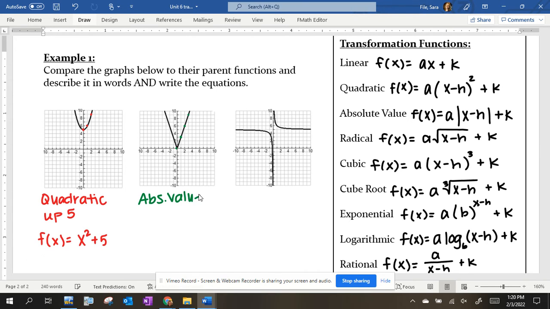Okay? So this is a vertical stretch, an absolute value. So we've got an absolute value function with a vertical stretch by 3. So if I look at the equation for absolute value, A is 3, and we said there's no shift. So h and k are both 0, so nothing to fill in there. So it is just going to be 3 times the absolute value of x.